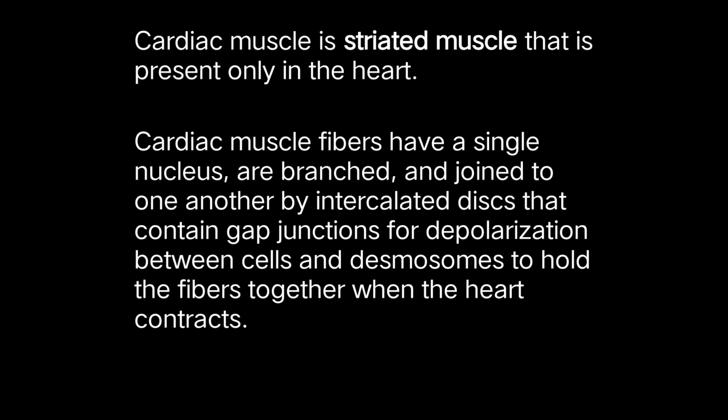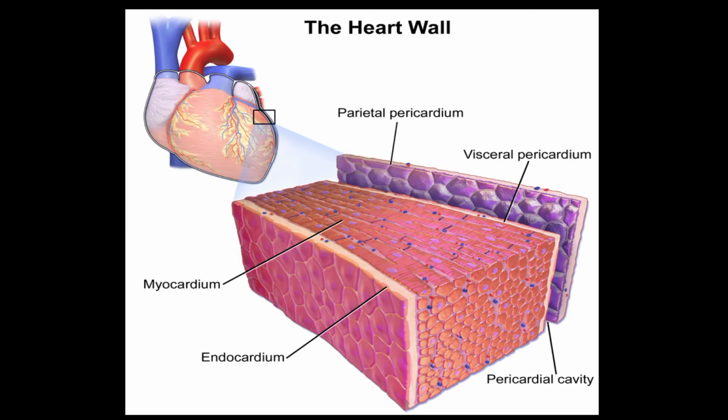Cardiac muscle is striated muscle that is present only in the heart, and cardiac muscle fibers have a single nucleus and are branched and joined to one another by intercalated discs that contain gap junctions for depolarization between the cells and desmosomes to hold the fibers together when the heart contracts. So here we can see, if you cut the wall, it appears like this: parietal pericardium, visceral pericardium, then the pericardial cavity in between them, then myocardium, and then endocardium.